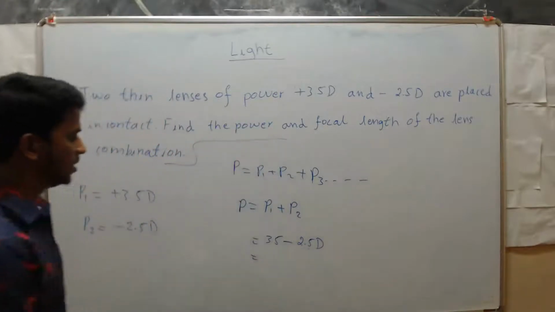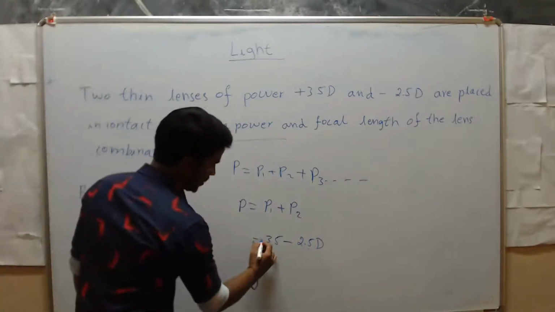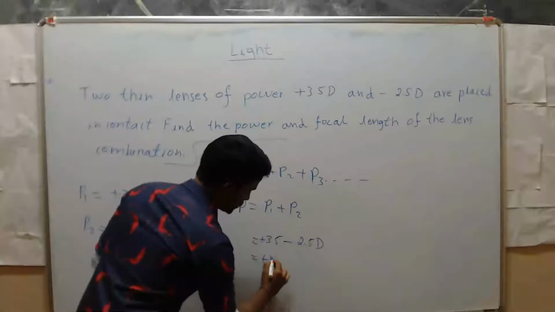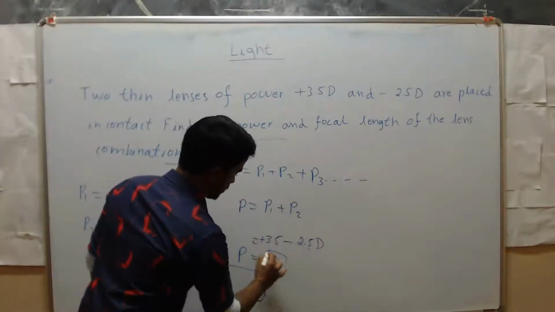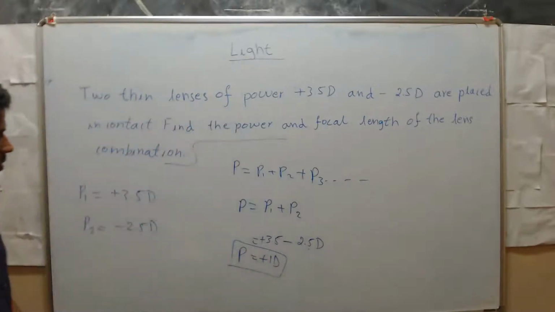So what is the answer? The answer is plus 3.5 plus 1D. The power of the lens combination is equal to 1D.